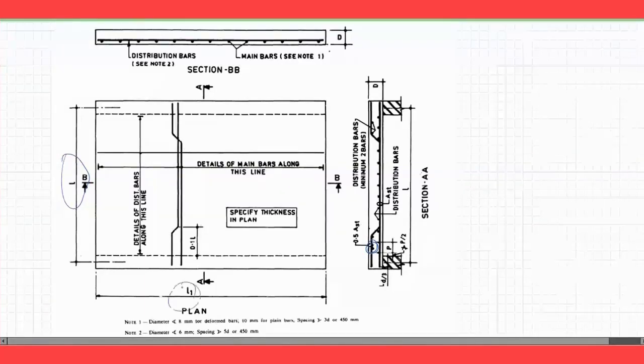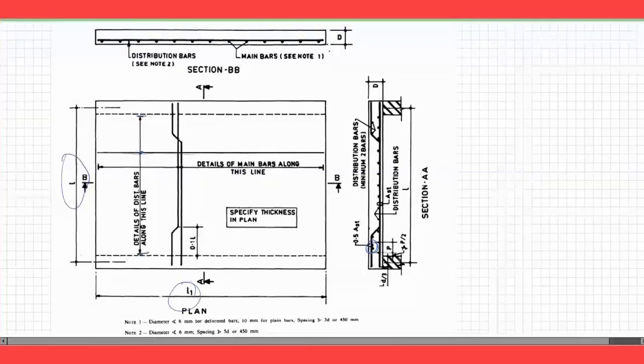Let us talk about this longer span, L1. So here you see I have this distribution bar. Okay, now this distribution bar is being provided from here till here, and this is the dotted line which has been shown. So it's written details of distribution bar along this line.